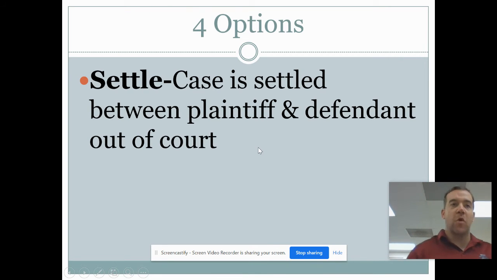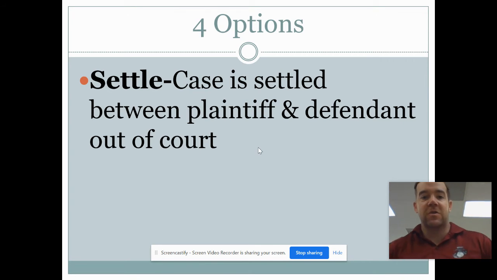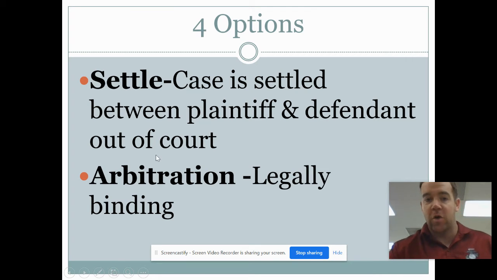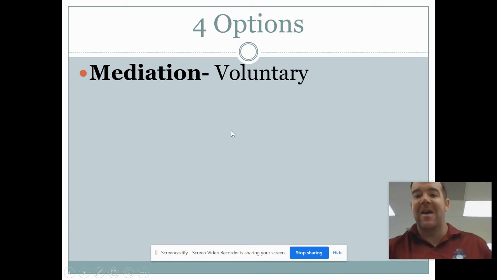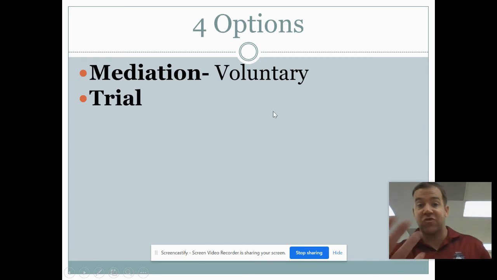Now, again, here's the four options. Okay, so you have four options before the case actually starts in court. So you can settle, as I mentioned, all right, out of court. Arbitration and mediation are a lot similar. Okay, or the fourth one is the trial.